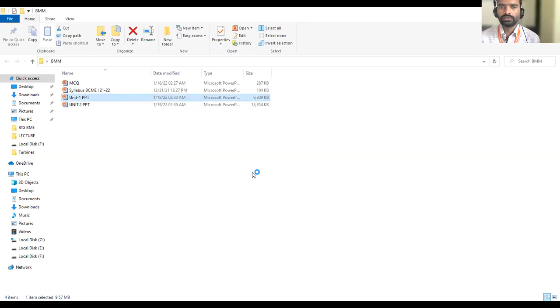So, introduction to the roads. In the roads, what all we have studied? That is classification of roads, the important types of roads, and also the geometrical cross section of the roads. Correct. Geometrical cross section of the roads.